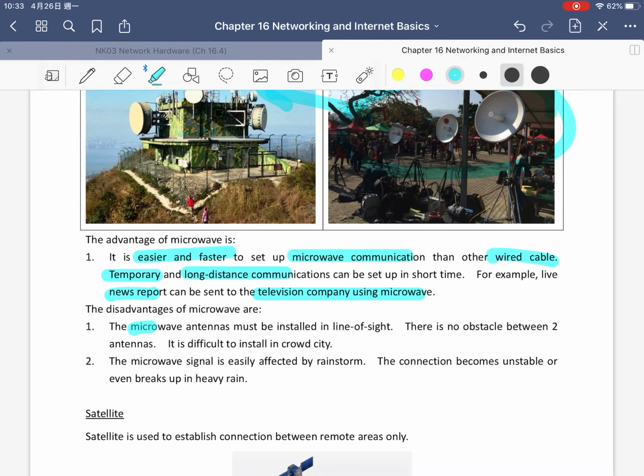But the problem is the microwave antenna must be line of sight, 即係直線對住嘅. There's no obstacle, 冇障礙物 between two antennas. Otherwise, that is a problem. The obstacle will block the signal between the two microwave antennas. And the second one is microwave signal can be affected by the windstorm easily. The windstorm will absorb the microwave signal, so the communication becomes unstable.